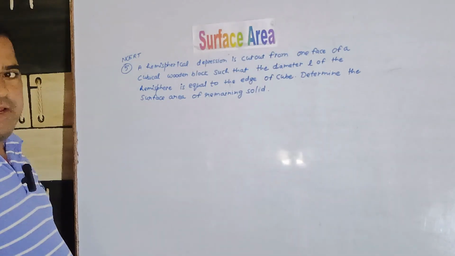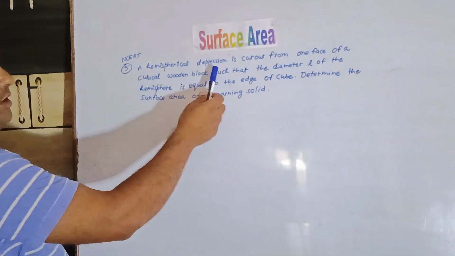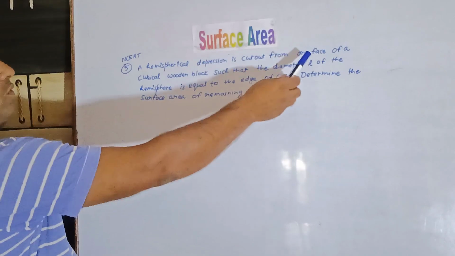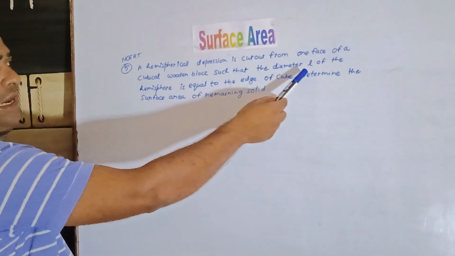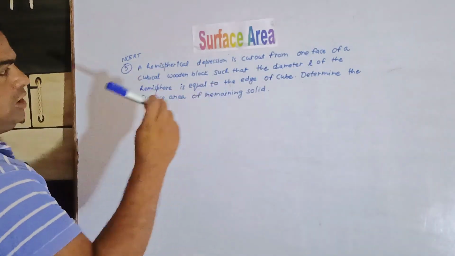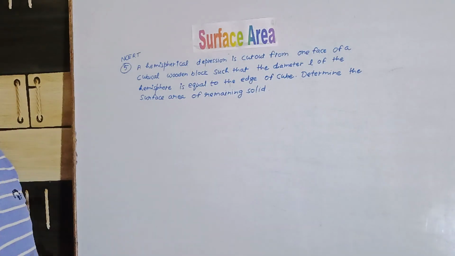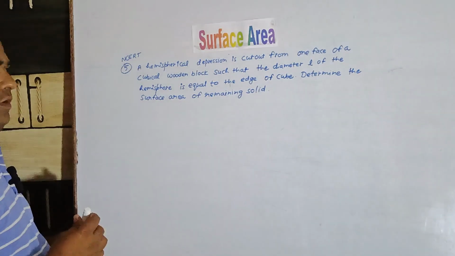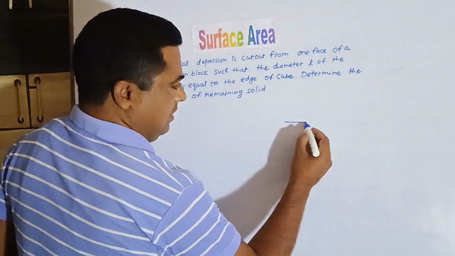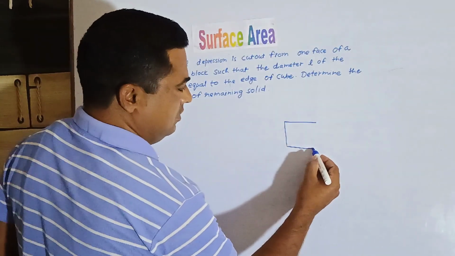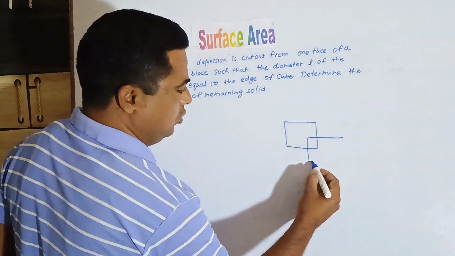Students, your question number 5. A hemispherical depression is cut out from one face of a cubical wooden block such that the diameter l of the hemisphere is equal to the edge of the cube. Determine the surface area of the remaining solid. Students, now we will make a figure with the help of this data. Now what is given here? They are saying that we have a cubical wooden block, correct? So we are making a cubical wooden block.